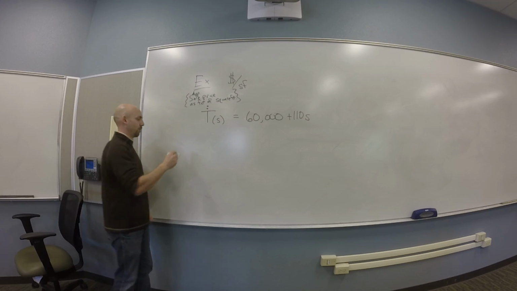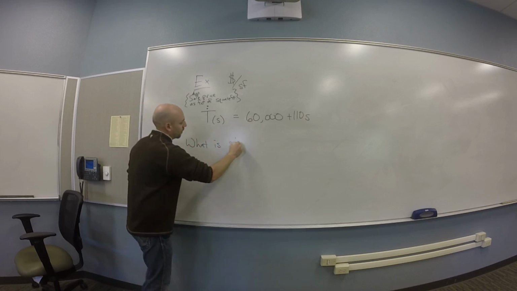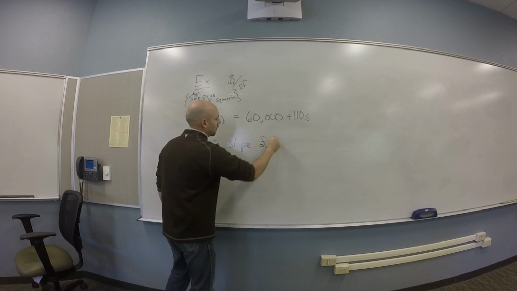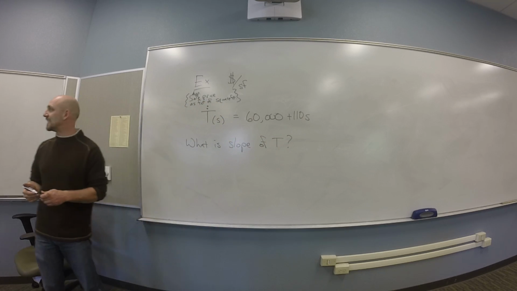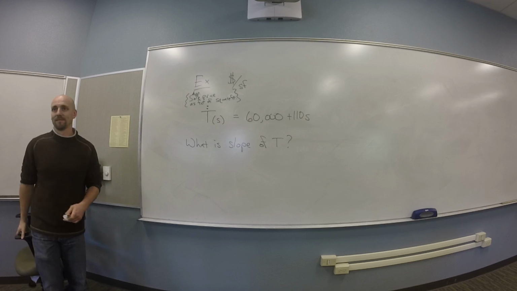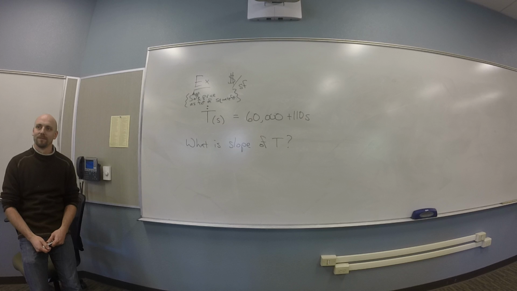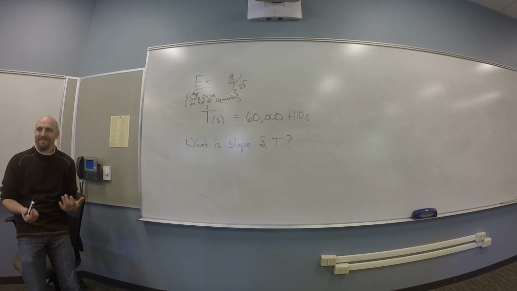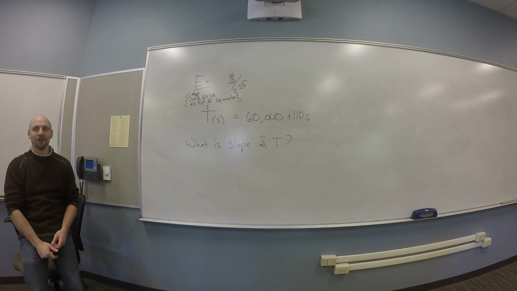So my question is, what can you tell me about the slope of this line? What's the slope? Maybe I first should ask, is this a line? Why is this a line? Because it's in slope-intercept form. Yeah, it's written already in slope-intercept form. You guys see that? Okay, so it's a line.